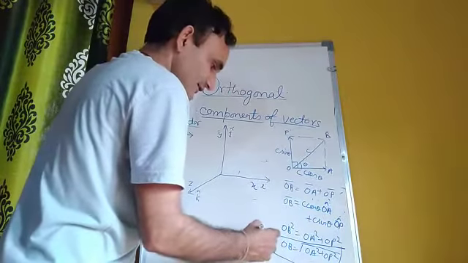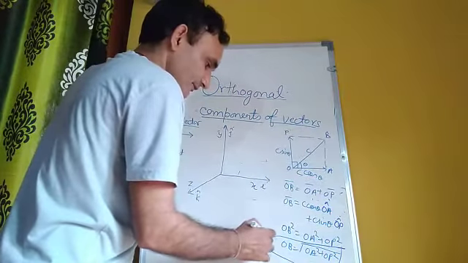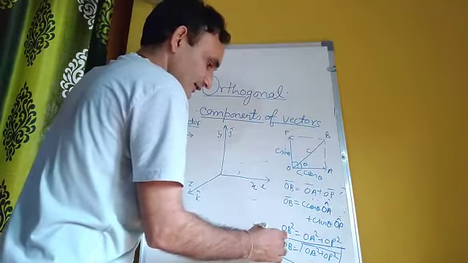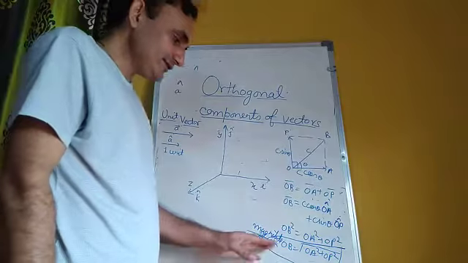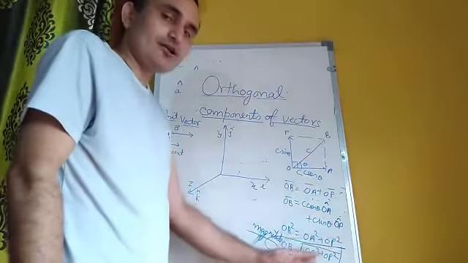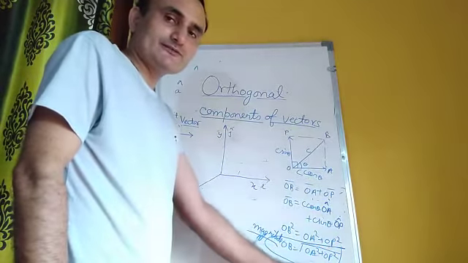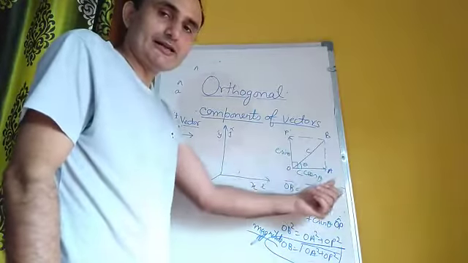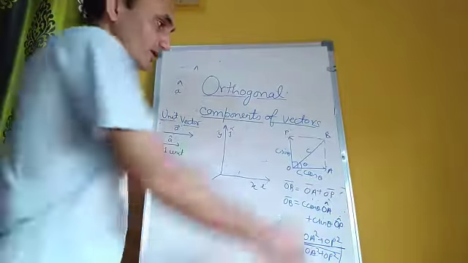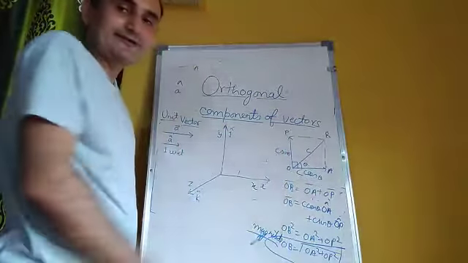Magnitude. Okay, this is the magnitude only. The magnitude of a vector is equal to the root of the sum of the squares of its orthogonal or rectangular components. Now, this is only in 2 dimensions that we have done it.